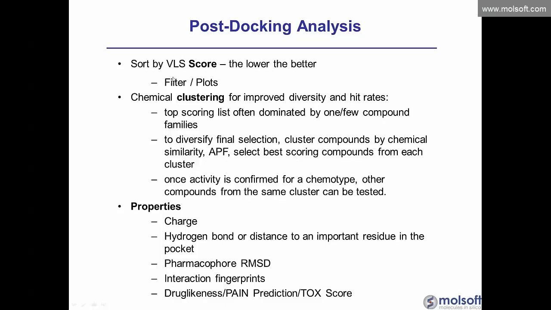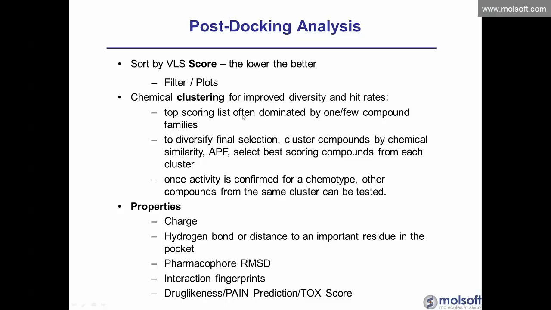But anyway, so you have a docking hit list. You can sort by score. You can filter that hit list and then plot data. I'll show that. You can also cluster your hit list. So you may have a hit list of maybe 3,000 or 4,000 compounds, but you need to cherry pick a reasonable number for your biologists or chemists to test in the lab.